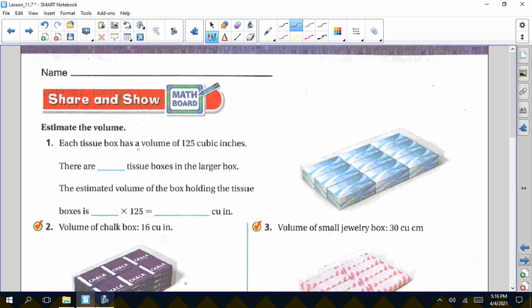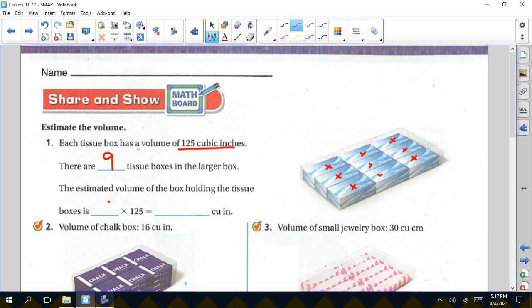Turn to the next page. Example question number 1. We're talking tissue boxes here. Each tissue box has a volume of 125 cubic inches. And then we need to figure out how many boxes are inside of it. Well, we have 1, 2, 3, 4, 5, 6, 7, 8, 9 boxes, and there's only one row of those 9 tissue boxes inside of the larger box.